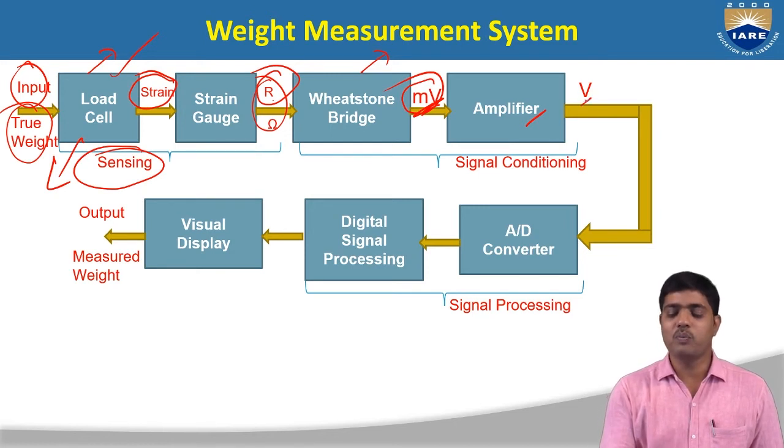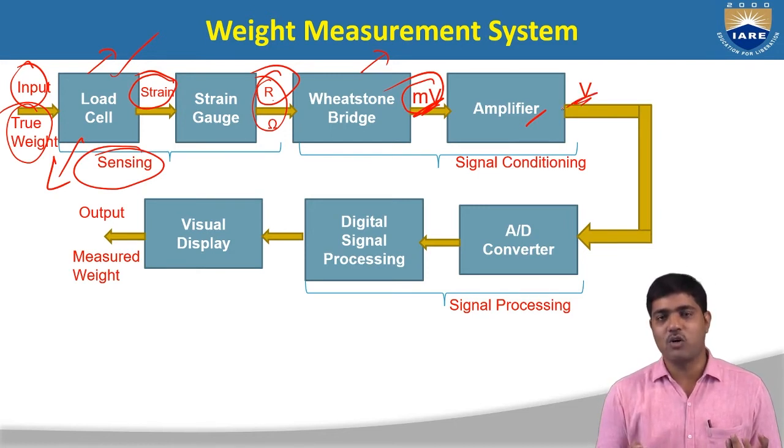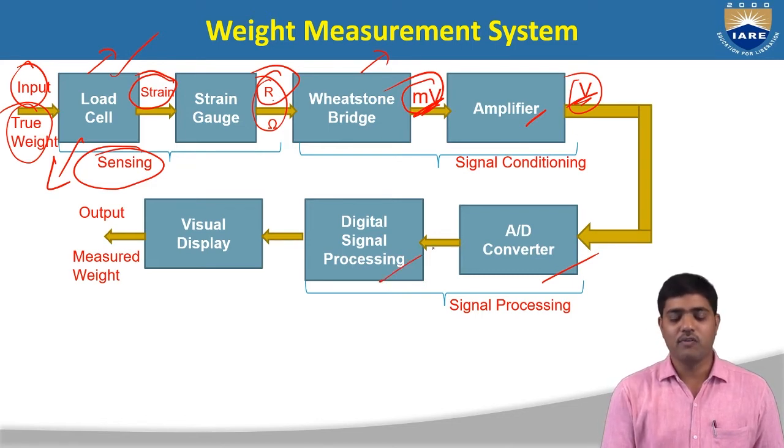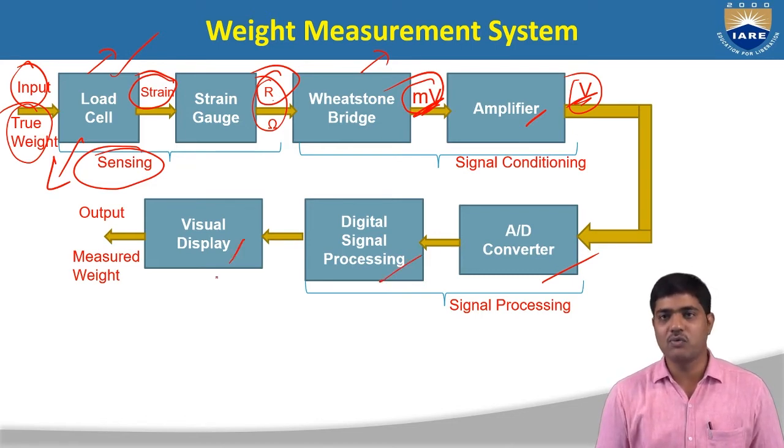Now I am going to process this particular electrical output, that is in terms of the volts, to the analog to digital converter. Why? Because I want to display the weight in terms of digital values, so I am going to convert this analog voltage signal into a digital signal with the help of the A to D converter, and further I am going to process the same signal through digital signal processing. Then finally it is going for visual display.